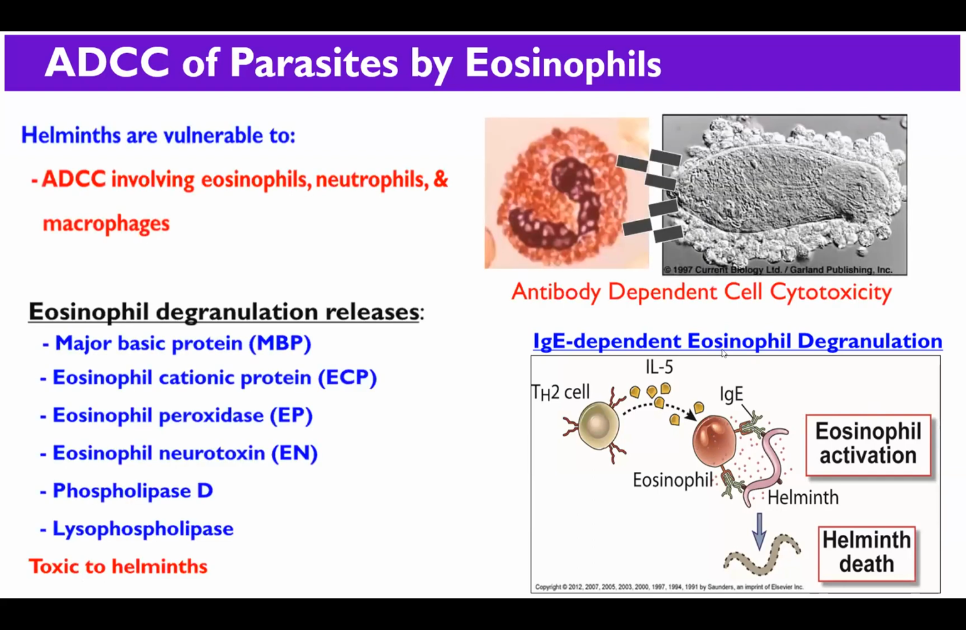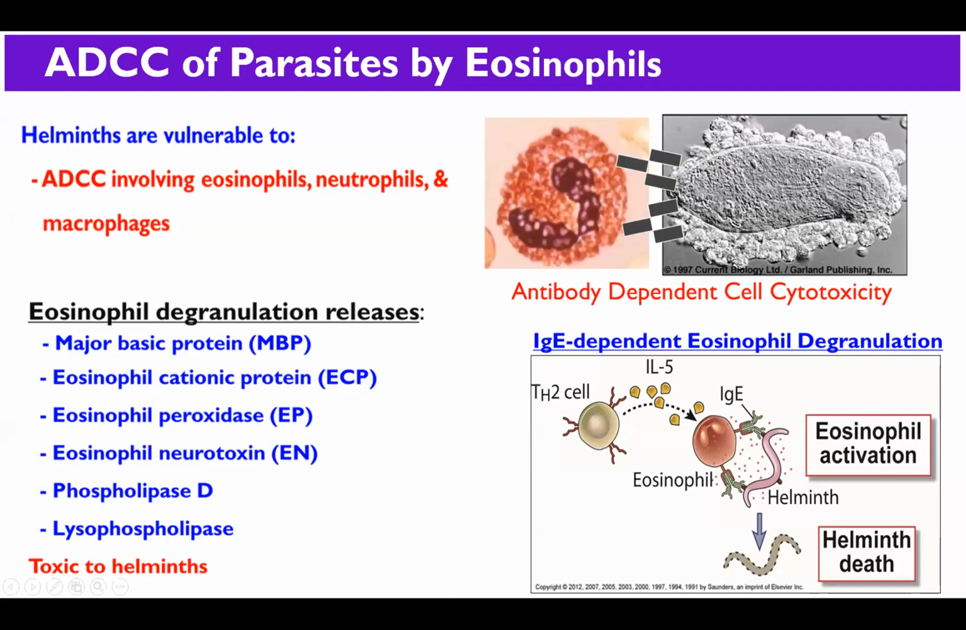Which ones are they? It's an array of them. These eosinophil degranulation components are quite powerful: major basic protein, eosinophil cationic protein, phospholipase D, and many others that are not shown here. They are very toxic to these helminths. As shown here, you can see these helminths, and all those surrounding them are eosinophils.